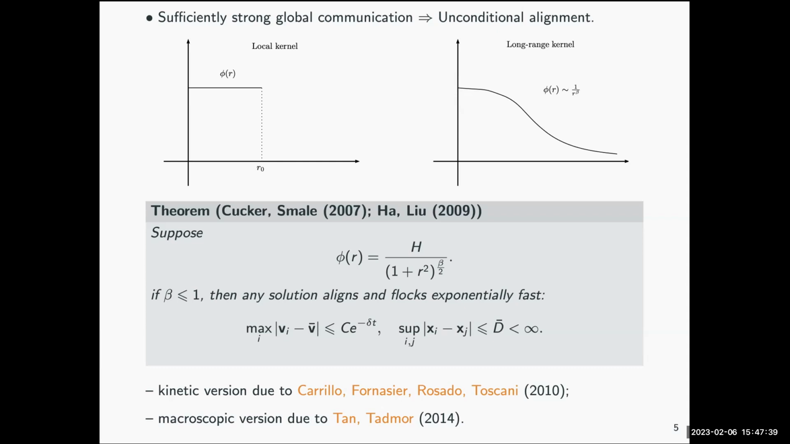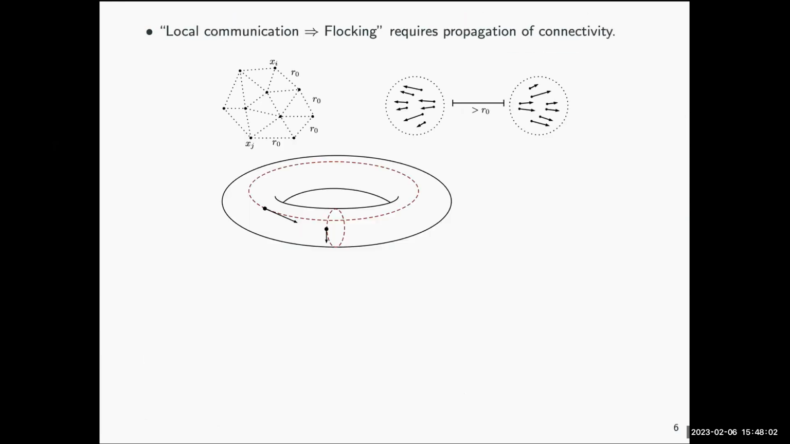So that was the first very powerful result with a very simple condition on the kernel, and it has gained a lot of momentum later. It was extended to a kinetic version by Carrier and others in 2010, and a macroscopic or hydrodynamic version by Tan and Tadmor. Speaking about strictly local interaction, now the problem is focused on local interactions only.